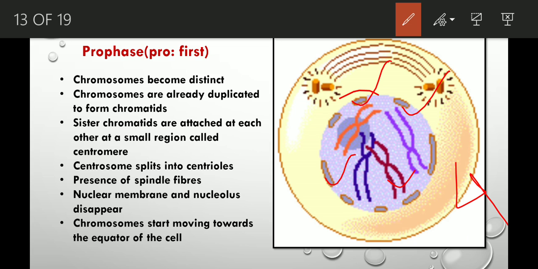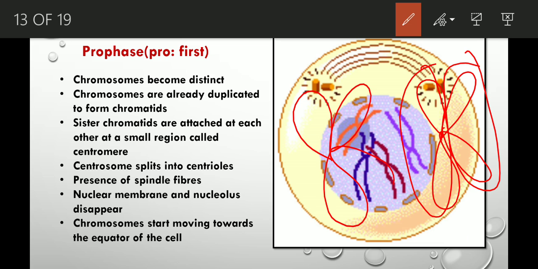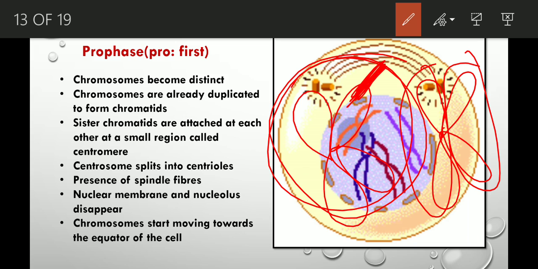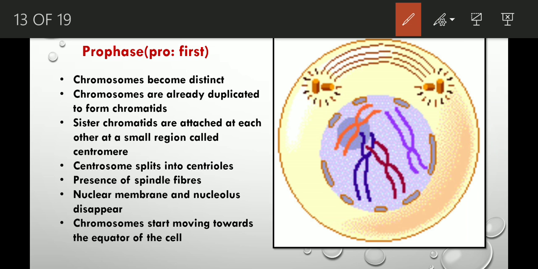So chromosomes become distinct and chromosomes are already duplicated. They have formed chromatids. This is the one portion which has been duplicated. So chromatids are present. This is known as a chromatid. The whole is known as a chromosome and this particular structure is known as a chromatid. And these two structures altogether we will call sister chromatids. They are present side by side, that's why they are known as sister chromatids. And these sister chromatids are attached to a small region that is known as the centromere.